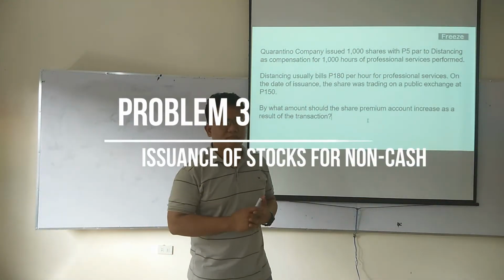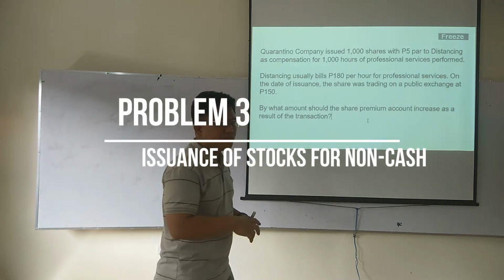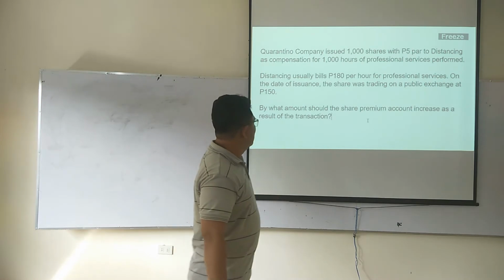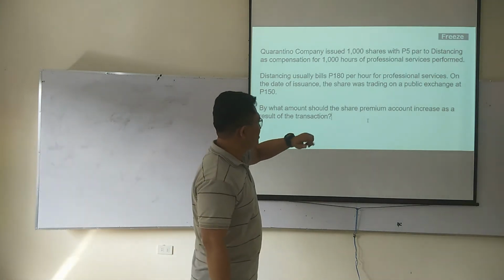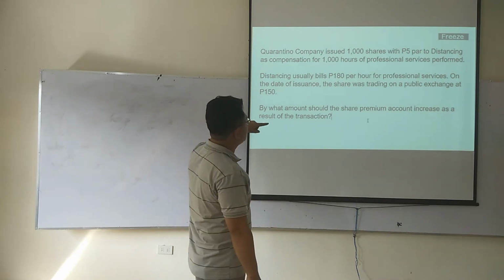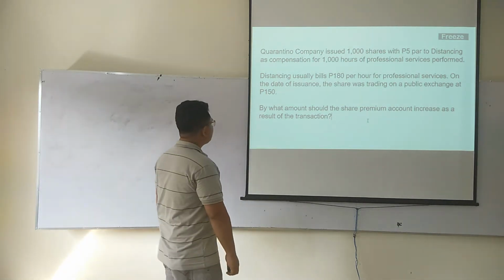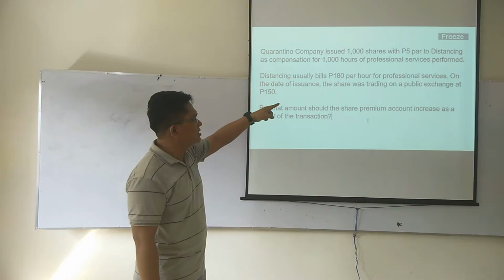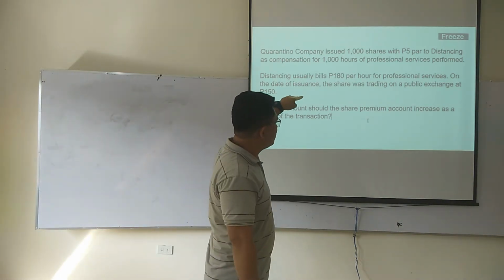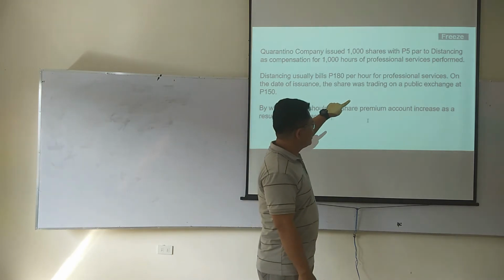Stockholders' equity, problem 3. Accounting for stockholders' equity, problem 3. The question is, what amount should the share premium increase as a result of this transaction for Quarantino? Quarantino issued 1,000 shares with 5 pesos par value to Distancing as compensation for 1,000 hours of professional services performed.